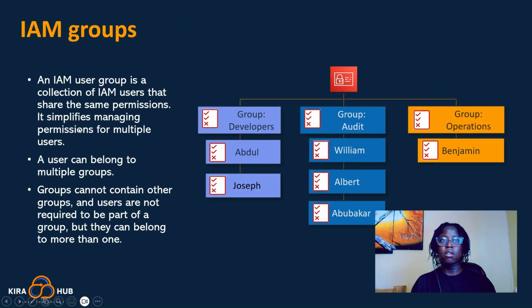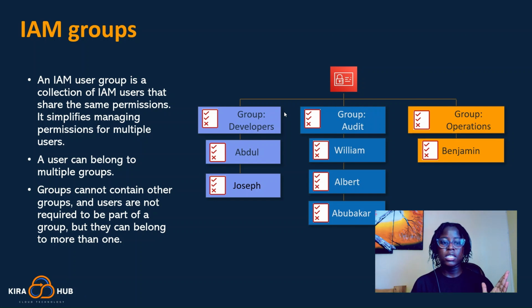Before that, let's talk about the concepts of groups. And a group is basically a collection of users. So for example, if you have the developer group, which contains maybe Abdul and Joseph, you can add them to that group, and then they'll inherit the permission of that group.